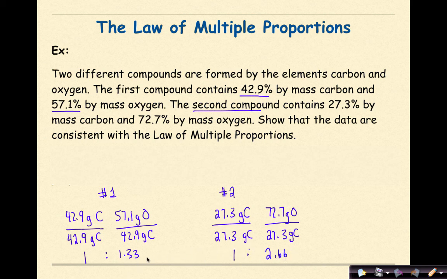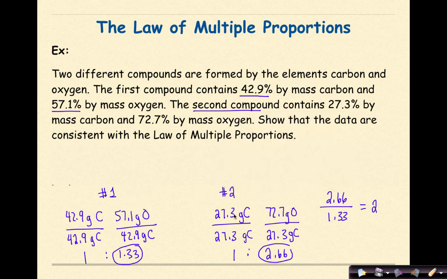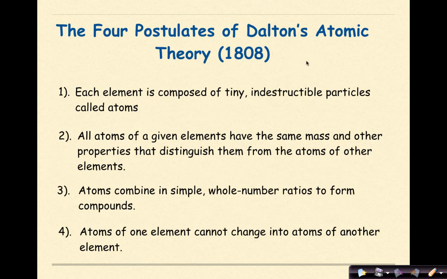What I want to do is look at the 1.33 and the 2.66, because they are saying that these are two different compounds. They both have carbon and oxygen. So if I divide 2.66 by 1.33, I should find a whole number ratio. And when I do that, I find that that is 2. So most likely this sample right here is carbon dioxide. We can see that this is a 1-to-1 ratio, this is a 1-to-2 ratio, and this basically reinforces the law of multiple proportions.